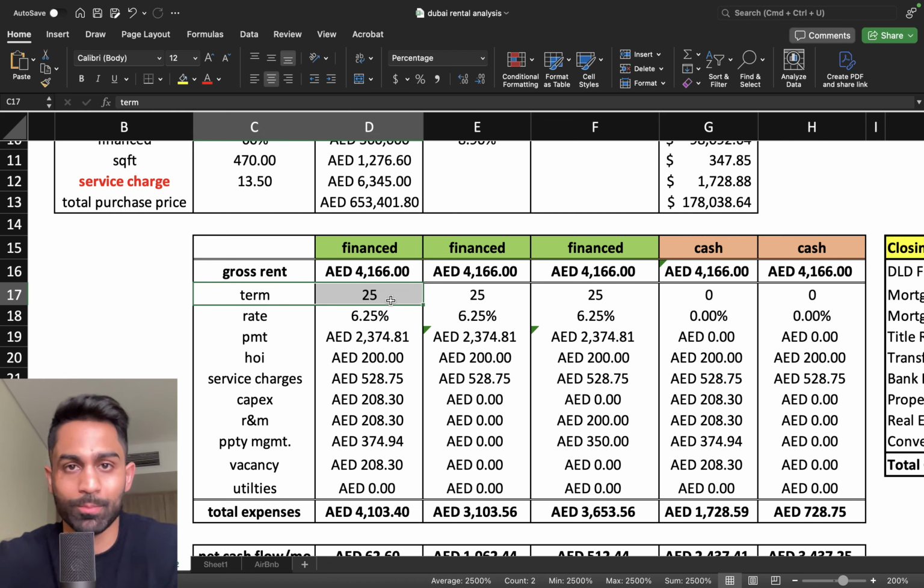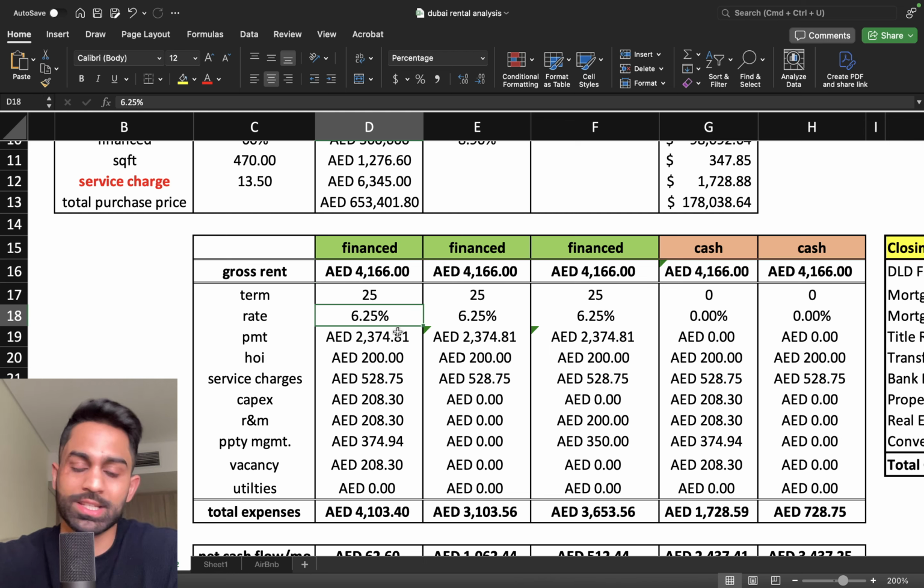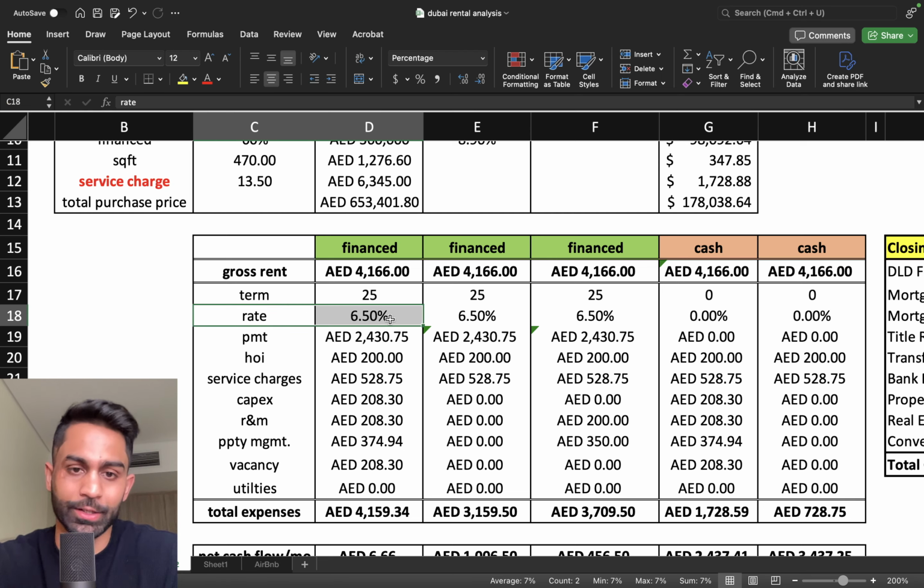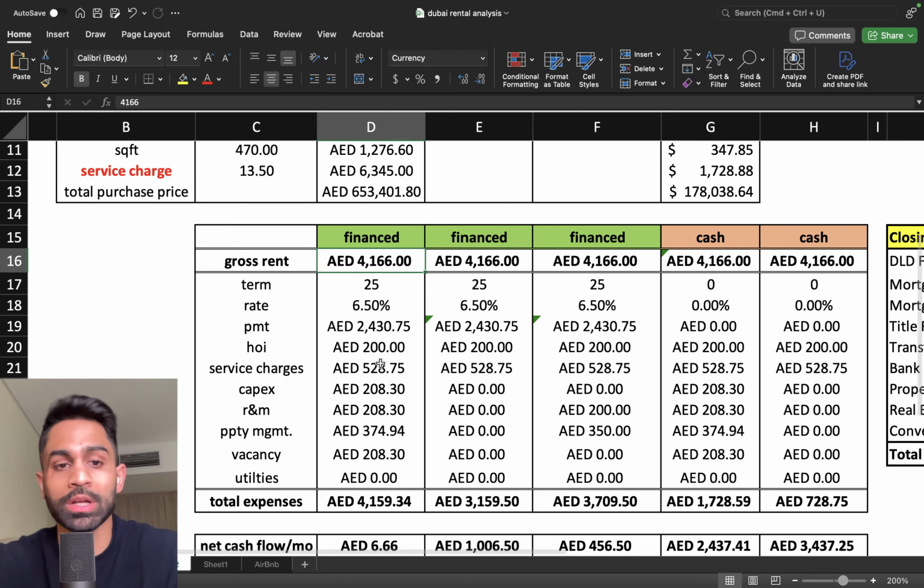The term of the loan, the mortgage proposal that I received, was 25 years, and the rate was quoted at 6.25%, but that's fixed for 3 years. And then after 3 years, it is going to be 2% plus the EIBOR. Roughly, I was told that it's going to be around 6 to 7%. So just to be safe, I plug in 6.5% here, 25-year term. Gross rent, 4,166 for now.